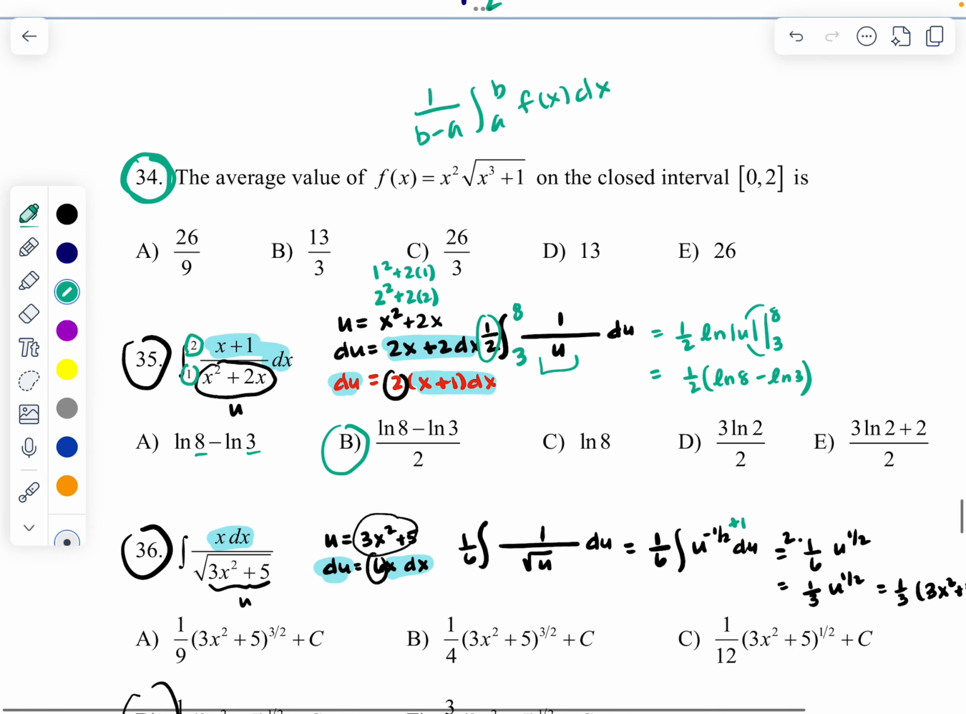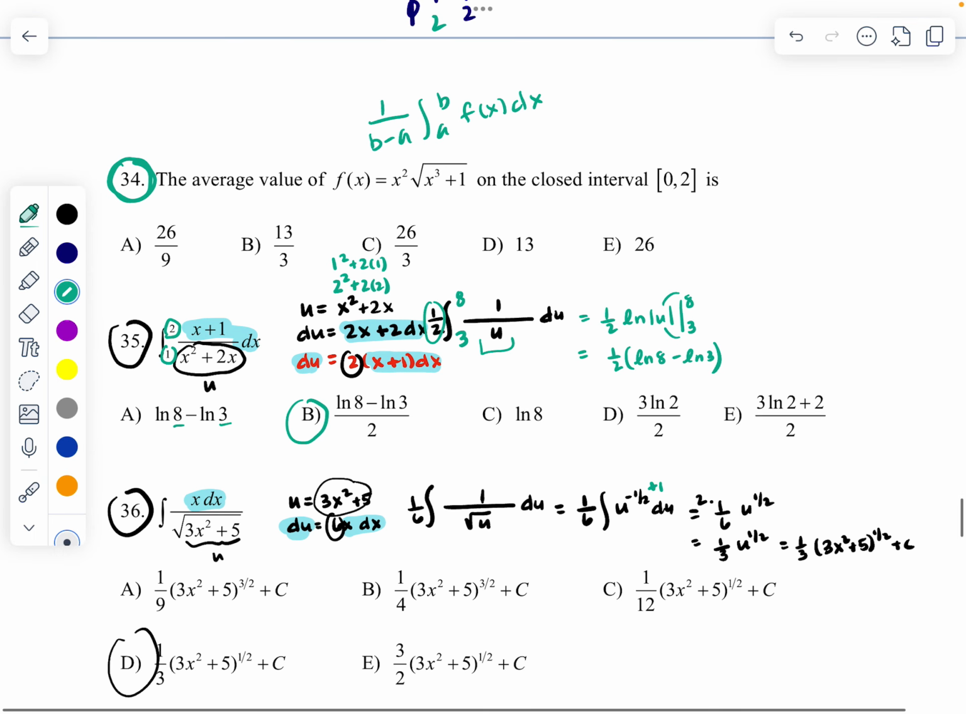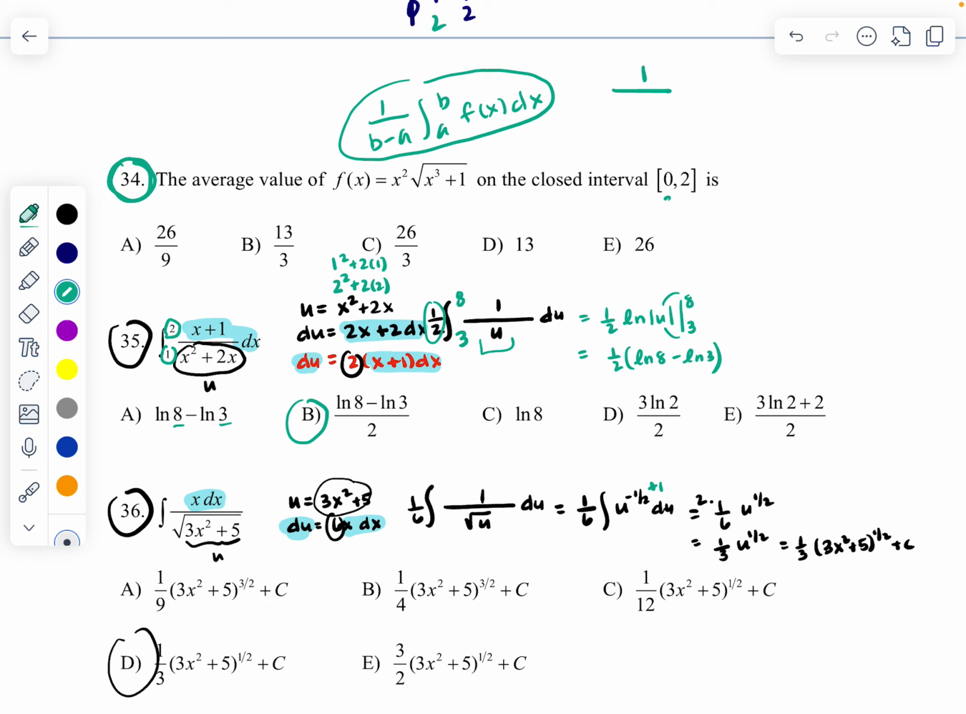So 34, the average value on the interval 0 to 2. Okay, so average value, 1 over b minus a, integral from a to b, right? I even put that formula in there for you guys last time. Okay, so let's plug it in. So I have 1 over, this is your a, this is your b. So b minus a would be 2 minus 0, which is 2. Integral from 0 to 2 of your function x squared square root of x cubed plus 1.